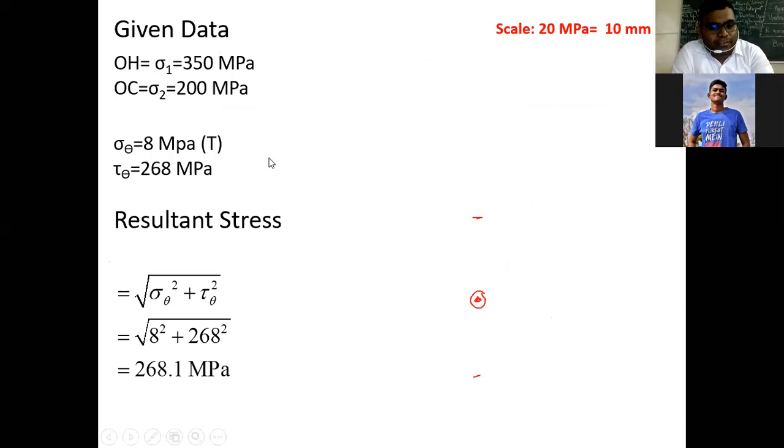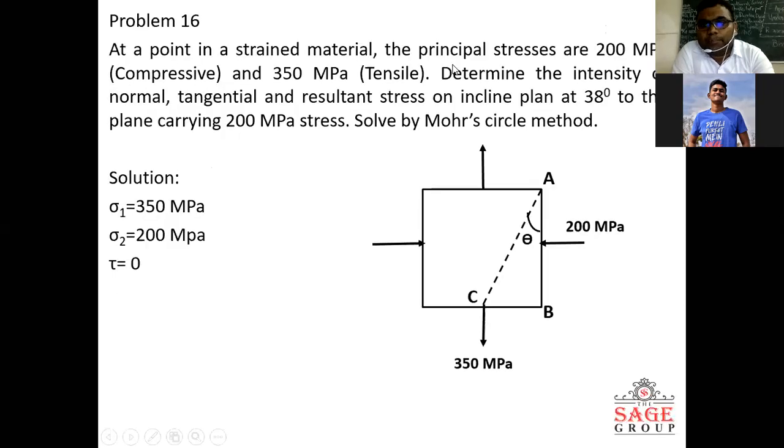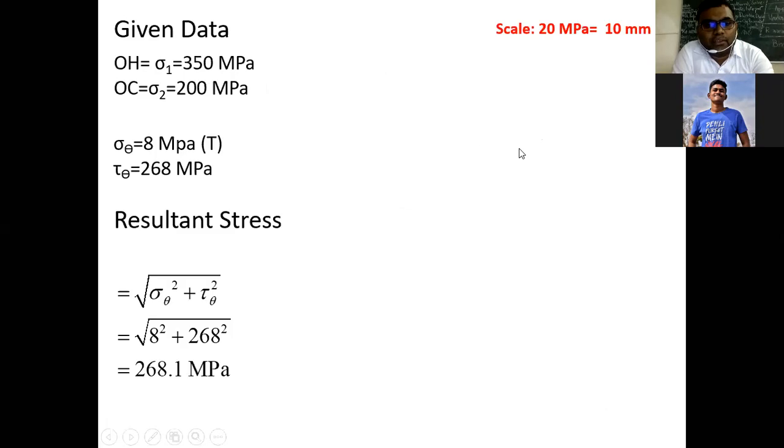So we have the given data. What kind of data do we have? Sigma 1 and sigma 2 are given. Sigma 1 and sigma 2 mean OH and OI, not OC. I will correct it later on. So OH and OI are given. One of them has a minus sign. The compressive one, OI, is the minus. So this OI, sigma 2, is minus 200 megapascal.